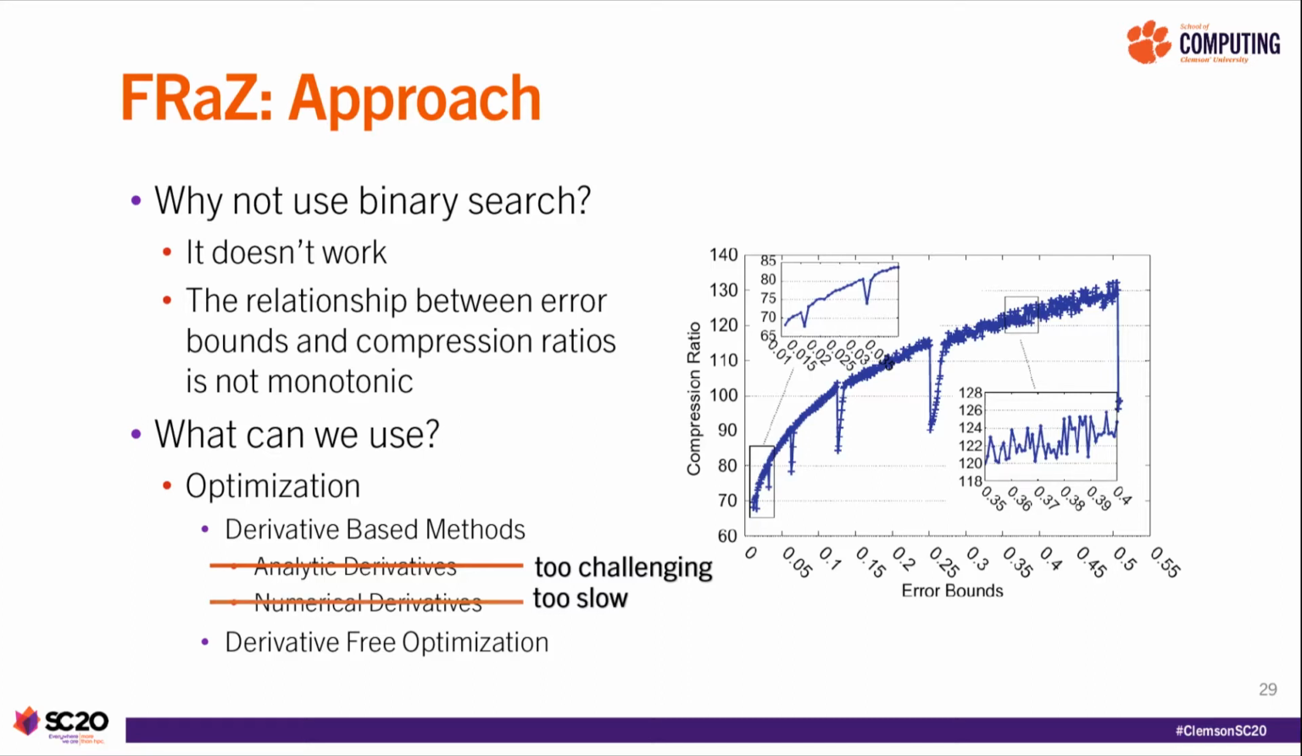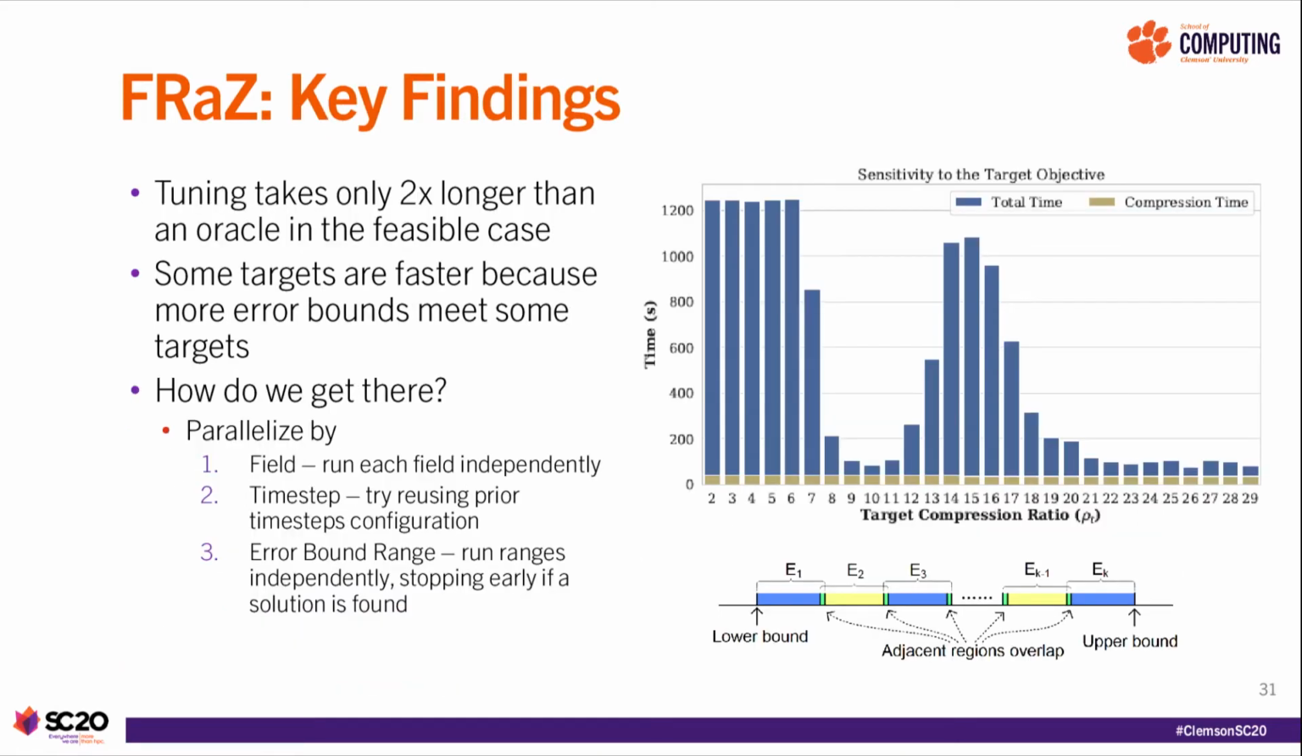Next, we turn our attention to numerical-based derivatives, and we largely found that these were too slow for the purpose. Evaluating the compressors, the only way we have to relate an error bound to a particular compression ratio, can take several seconds. This makes it too slow for practical use. This leaves us with derivative-free based methods. Specifically, we chose a method based off dlib's find global min, with some optimizations that we talk about in our paper. The first question you might ask is how much overhead does a method like this take?